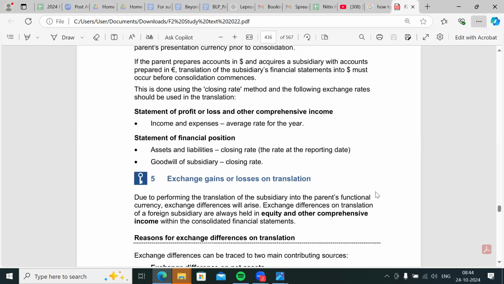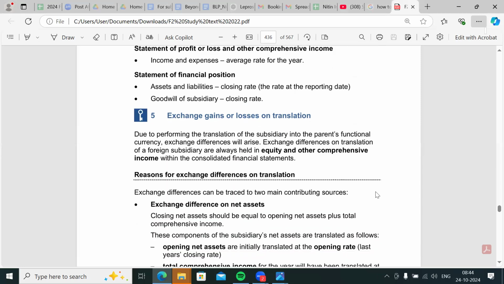Now, exchange gains or losses arise due to translating the subsidiary into the parent's functional currency. Exchange differences will arise. Exchange differences on translation of a foreign subsidiary are always held in equity and other comprehensive income within the consolidated financial statements. Equity and other comprehensive income.